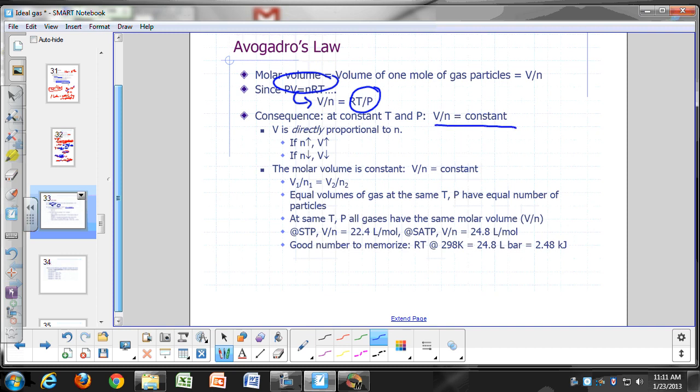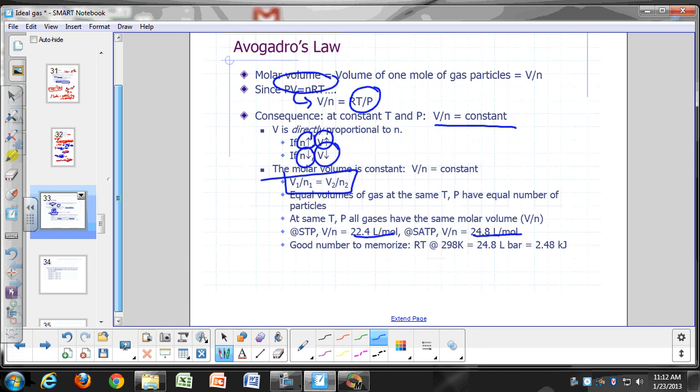So what this means is you can use volume, as we've illustrated earlier, as a way of counting your molecules, your particles in your gas sample. More moles of gas, you have bigger volume. Fewer moles of gas, smaller volume. So you can also use V1 over n1 equals V2 over n2 at constant temperature and pressure. Okay, so it's 22.4 liters per mole at STP, 24.8 liters per mole at SATP.